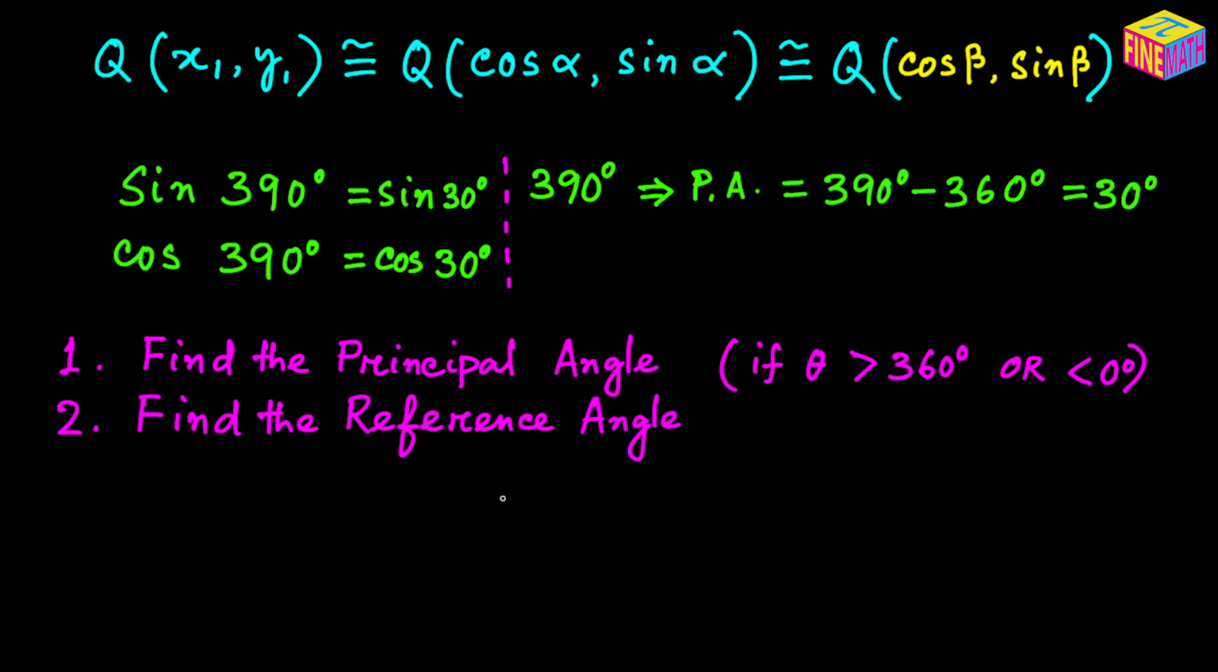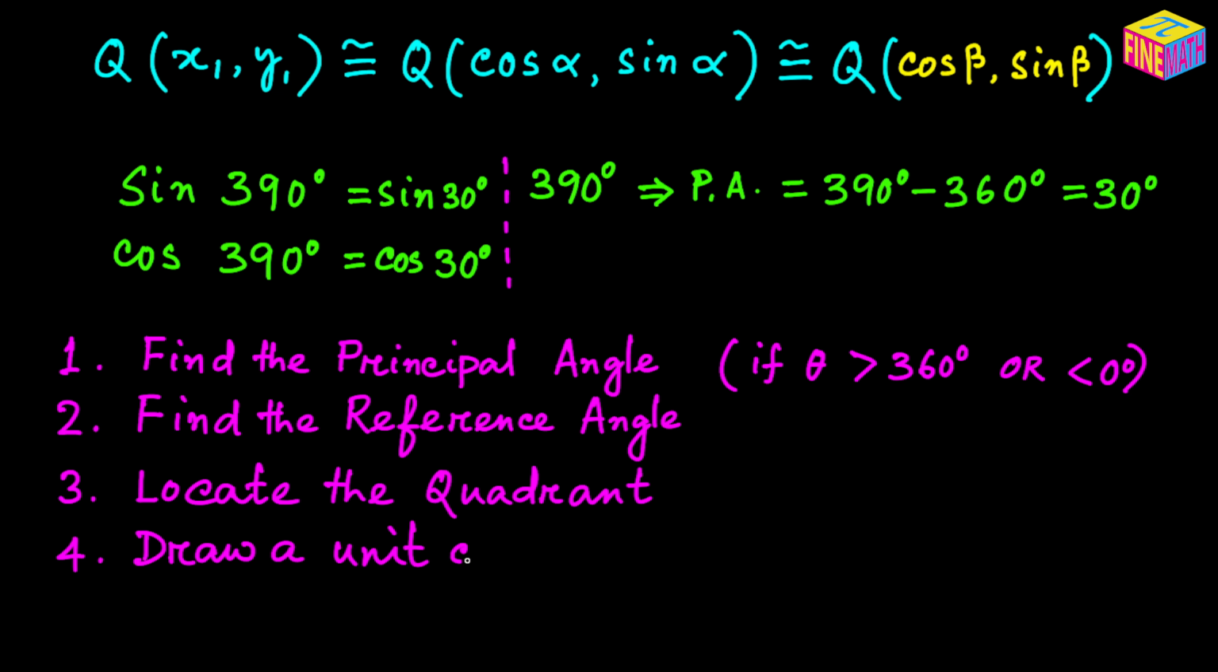Now if the original angle is greater than 360 or less than 0, then first we have to find the principal angle, and then we find the corresponding reference angle. And then using the reference angle, we can calculate the value of sine and cosine of that angle. Right? So as step number 3, locate the quadrant, meaning in which quadrant the terminal side of the angle is, then draw a unit circle and locate the point P, and the final step would be to determine the values of the sine and cosine ratios.